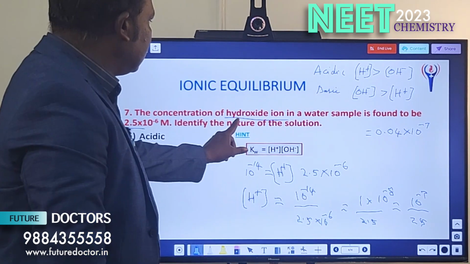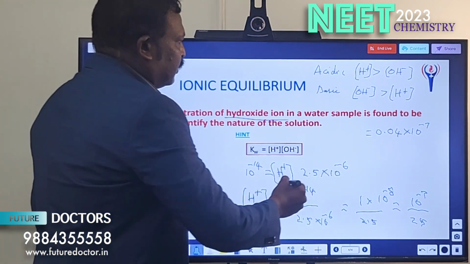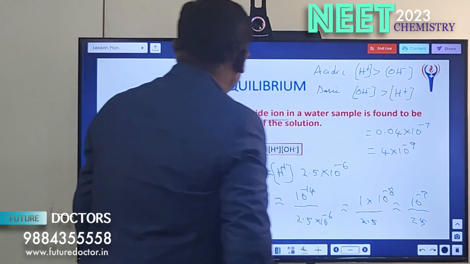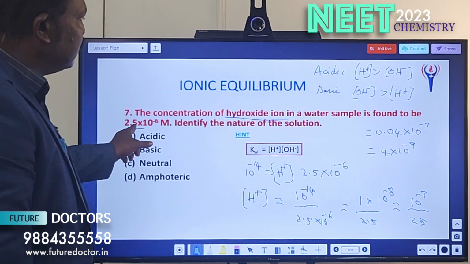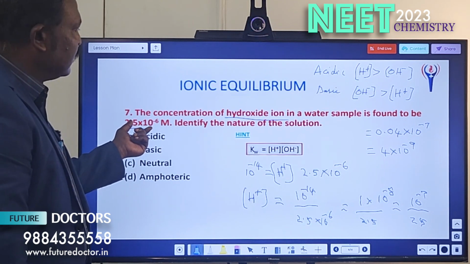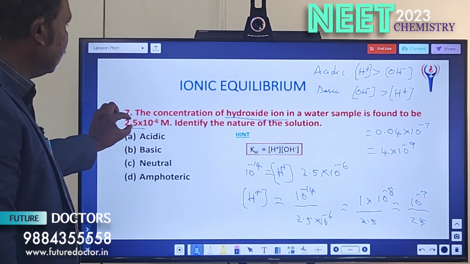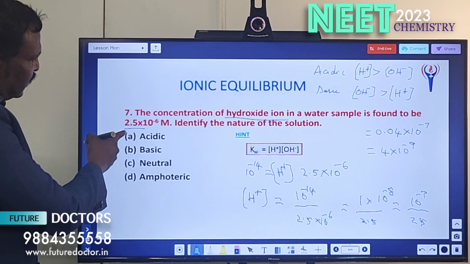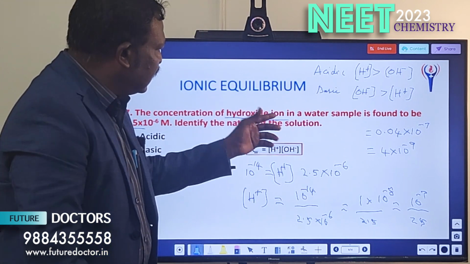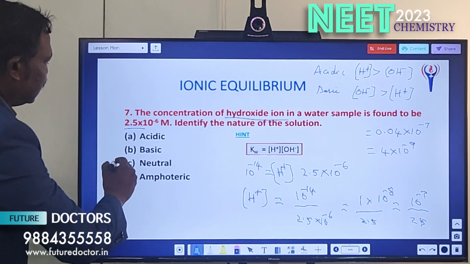Okay, see, hydroxide is 2.5 into 10 power minus 6. Or you can just compare like this: here it is roughly 4 into 10 power minus 9. So when compared to this one, who is bigger? The hydroxide ion concentration is a larger value than this one. This is 10 power minus 9, this is 10 power minus 6, this is the larger value. The question asks whether the solution is acidic, basic, neutral or amphoteric. When compared, the hydroxide ion value is larger, so I am saying the solution is basic.